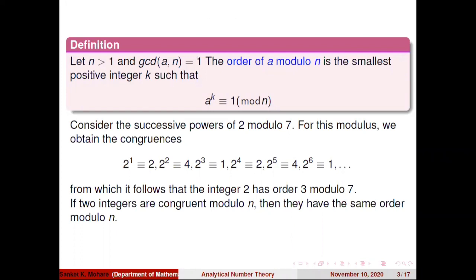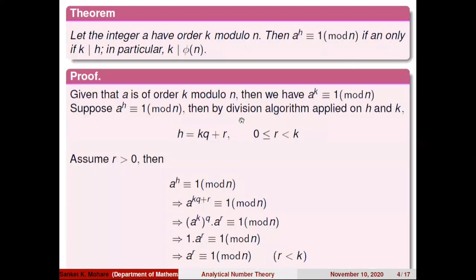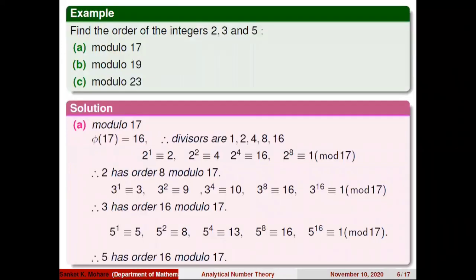So this is the definition of the order of an integer a modulo n. Also we discussed some of the theorems. Then we discussed one of the examples from the exercise, how to find the order of the integers.